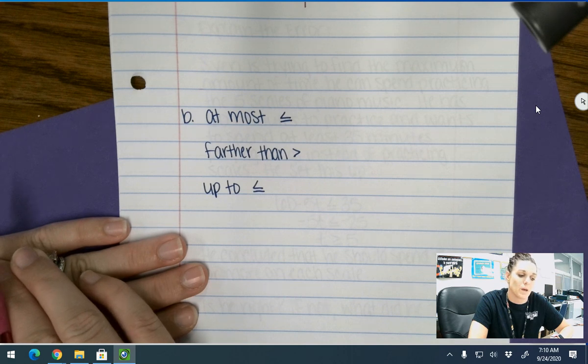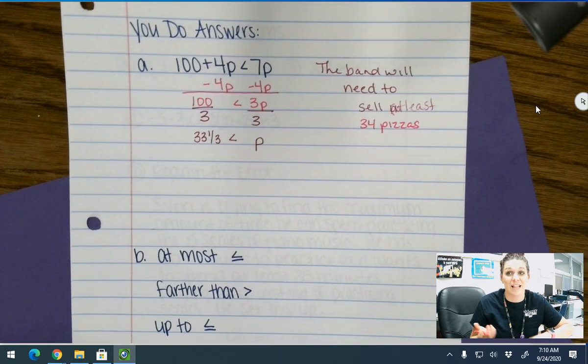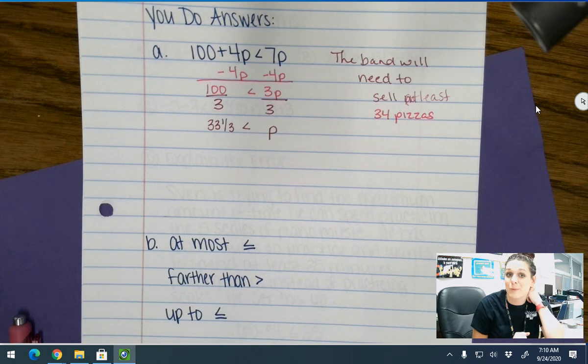All right. So hopefully this clarified how to solve variable on both sides and that you would be good to go with everything.